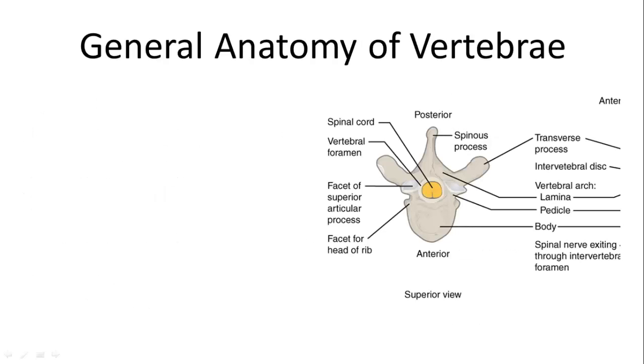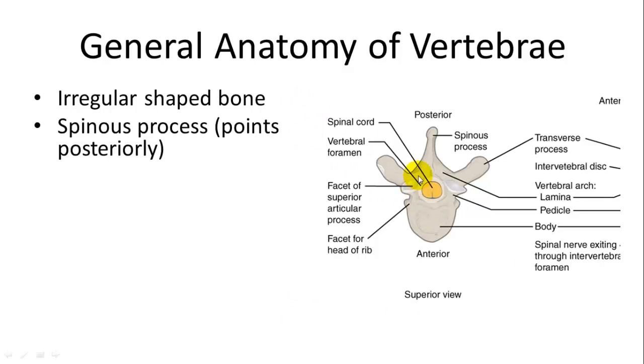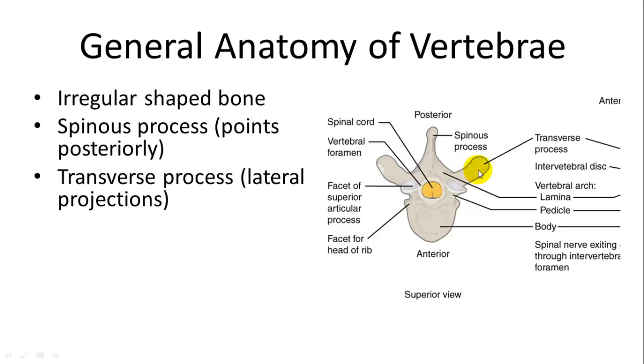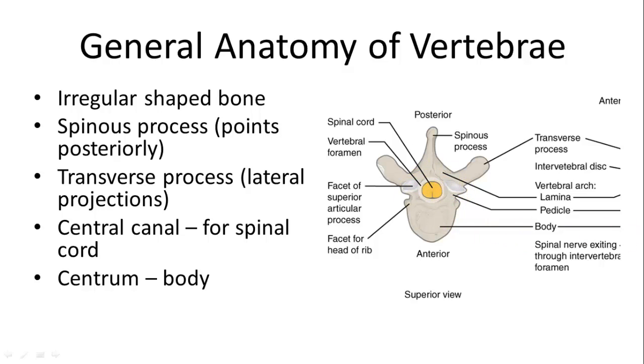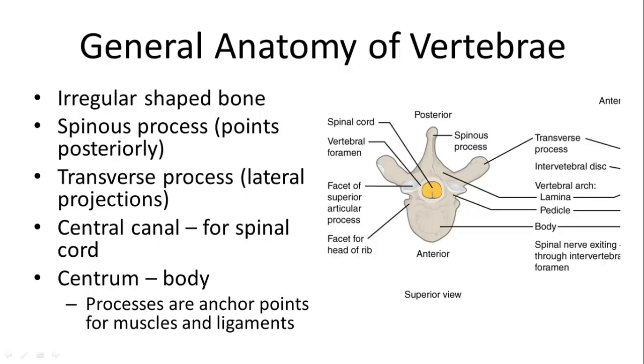All right, our general anatomy of our vertebrae. As we learned before, they are irregular shaped bones. They have a large spinous process coming off the mid-sagittal line, and it points posteriorly, so towards what would be your tail. They have transverse processes, lateral projections coming off the transverse plane. There is a central canal, which is where the spinal cord sits, and then the centrum, which is the bony, structural component. There will be discs in between adjacent centrums, and all these processes and different projections are for muscle, nerve, and blood vessel attachment or passageways.